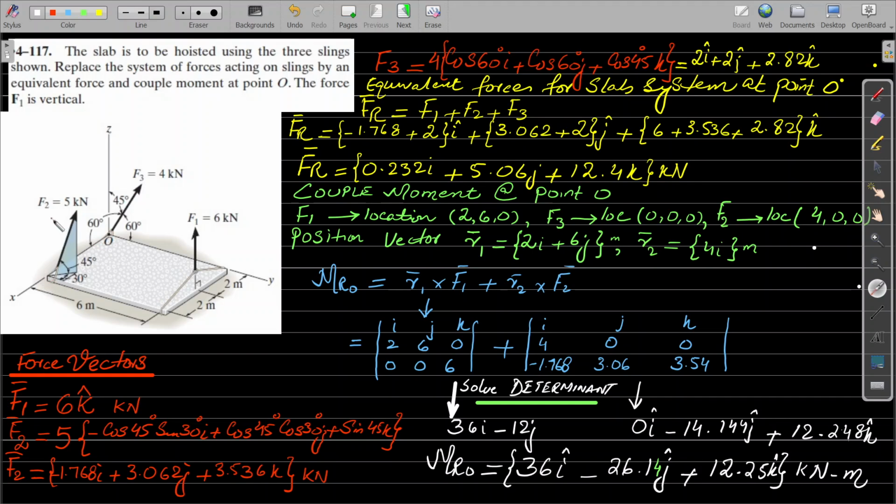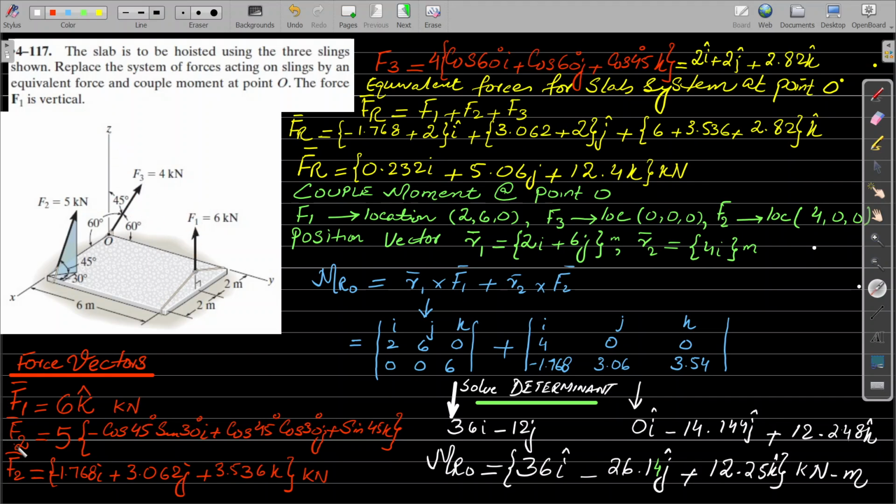And this force, F2, is acting at this point. In order to reach this point, we have to move along the x-axis by a distance of 4 meters. So the coordinates for the force F2 will be 4 on the x-axis, y 0, z 0. Once this is decided, we have to calculate the resultant force vectors to get our resultant FR. This force F1 is lying parallel to the z-axis, so we can simply say F1 equals 6k kilonewton, because it is parallel to the z-axis.